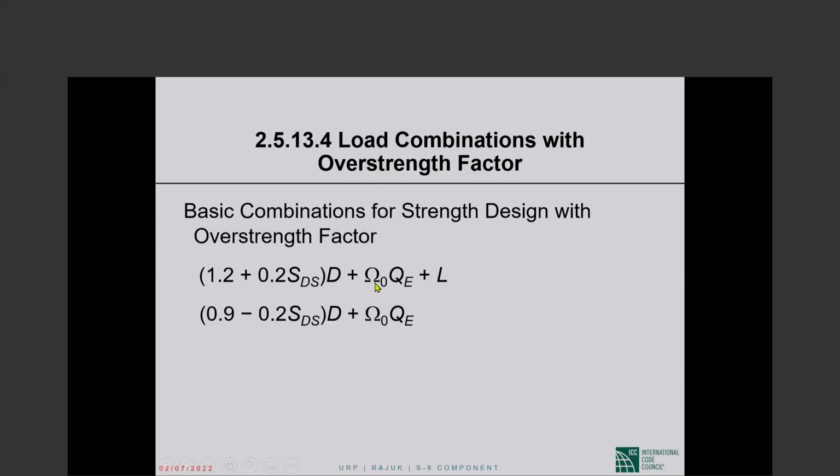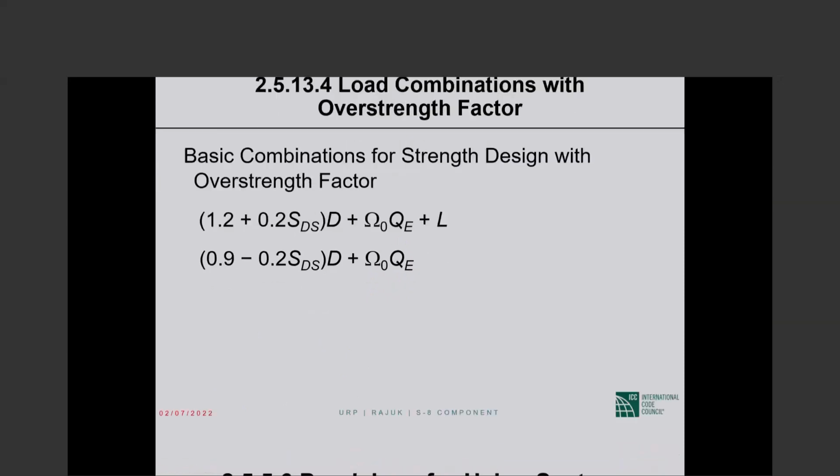The redundancy factor, you remember, is 1 or 1.3 if your seismic design category is D, E, or F. Omega sub 0, on the other hand, is given in the R values table, and if you look at the table, the number is 2, 2.5, or 3. So we are amplifying the effect of design-based shear by a much larger multiplier and then adding to gravity effects. This is the difference between regular seismic load combinations and the load combinations with overstrain factor.